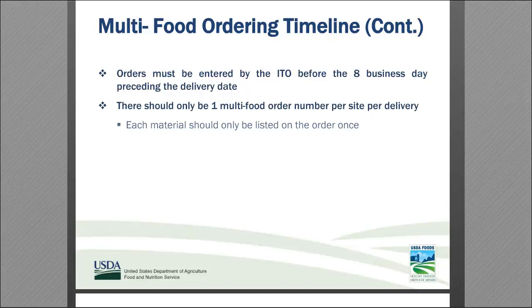Also, to avoid confusion or any sort of mishaps by the warehouse or any kind of issues with an order, there should only be one multi-food order per site per delivery, and each material should only be listed on the order once. So if an ITO seems like they're going to run out of apple juice and they want to add that to their existing order, they do not need to create a new order. They would simply, if it's within their time frame, add those cases to their existing order, or ask you, the region, to help them add those cases. But please do not add a new delivery order, multi-food order, sorry.